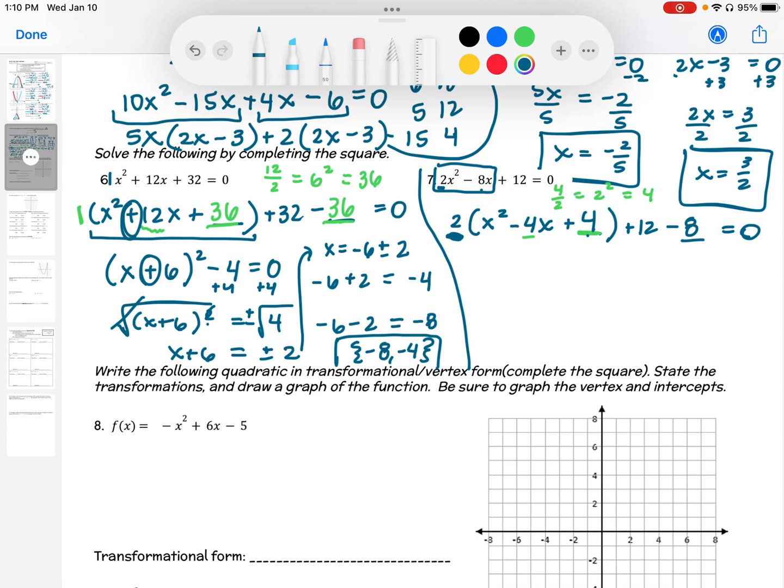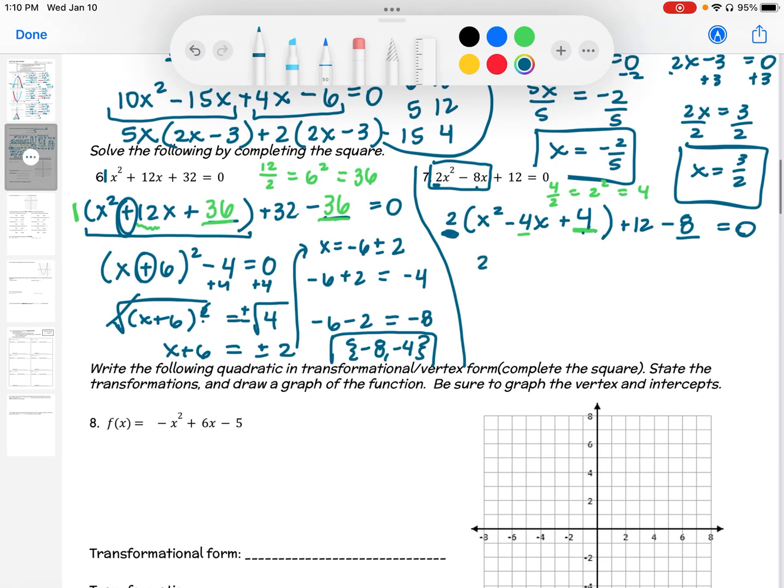All right, now let's simplify this whole thing. So we have a 2 on the outside. And if we factor that, we're going to have x minus 2 squared. Remember again that this sign and this sign should always match. And then it would be plus 4 equals 0.